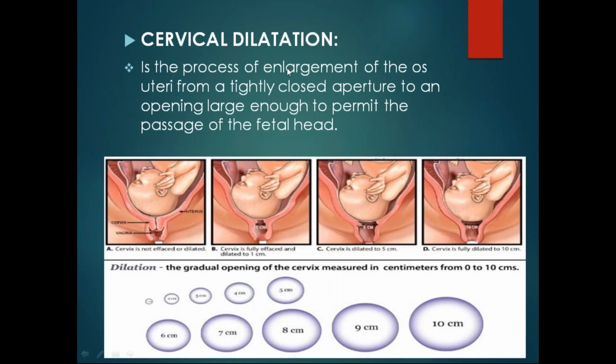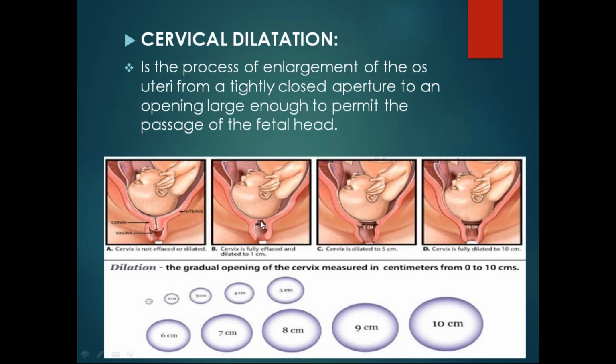Now cervical dilatation. It is a process of enlargement of the os of the uterus from a tightly closed aperture to a large opening enough to permit the passage of head. Imagine here, you can see that the cervix is closed. Here, this is the cervical canal, and the cervix is closed, the baby is above.